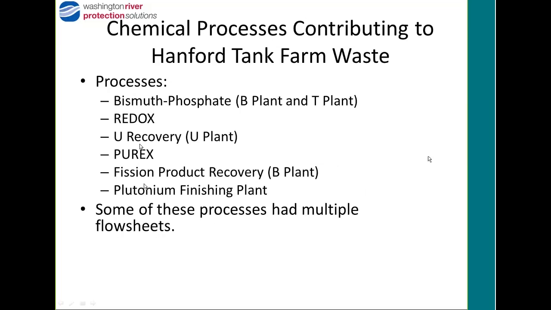I've listed some here, a number of large-scale processes that contributed a lot of mass to the waste. There's also a lot of tiny processes that contributed a much smaller mass to the waste. Most of these processes had multiple flow sheets, and so there were a lot of different waste types that came out of each of these processes. I put this here so you can see that each of these processes has at least one waste type, most of them 6 or 7. So that means that there are a lot of different waste types that ended up in the Hanford tank farm.